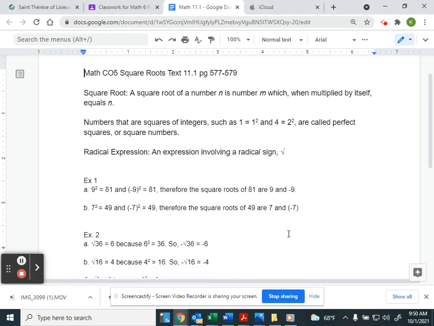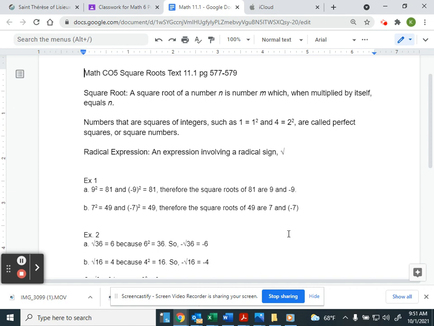Okay, today we are working on CO5, square roots. It is in the textbook, chapter 11, first lesson of chapter 11, pages 577 to 579. Again, you don't have to have that book with you in class, but if you want to look at it at home to help you understand a little better, you can. So we always have our textbook pages that go along with our daily lessons.